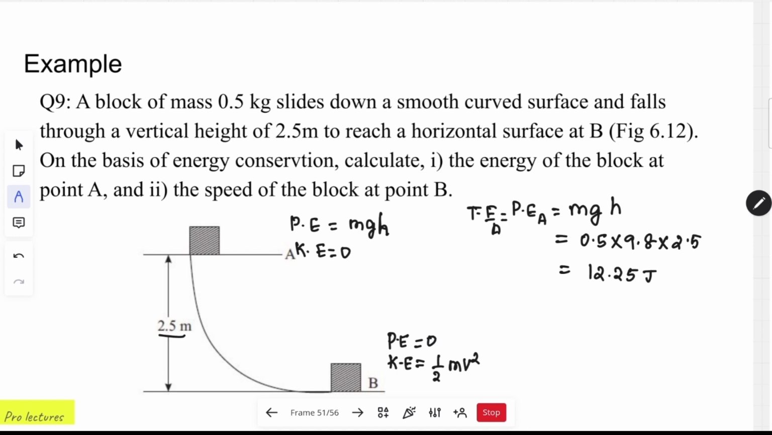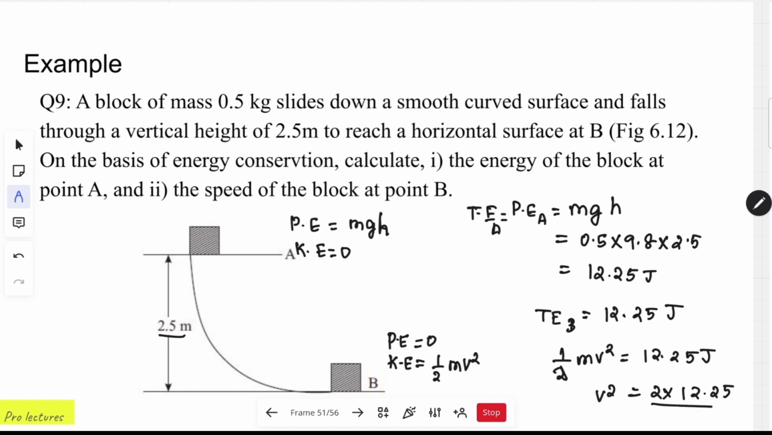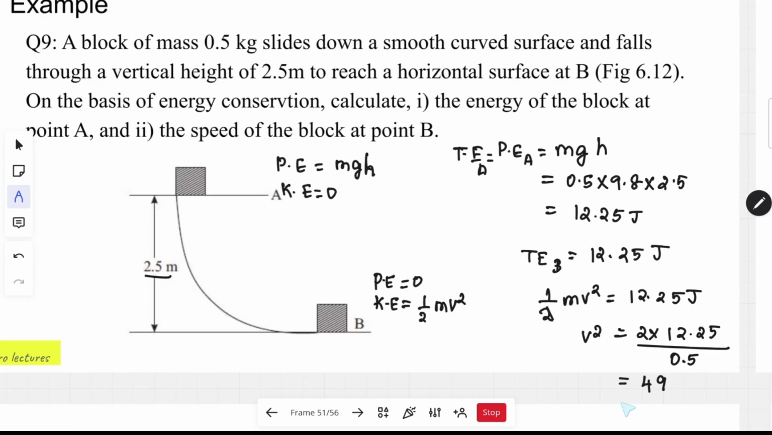So the total energy of the block at A will be the same as the total energy at B. So total energy at B should be 12.25 joules. So half mv square should be equal to 12.25 joules. Therefore v square is equal to 2 into 12.25 divided by 0.5, so v is equal to 7 meter per second. This is the speed of the block at B.